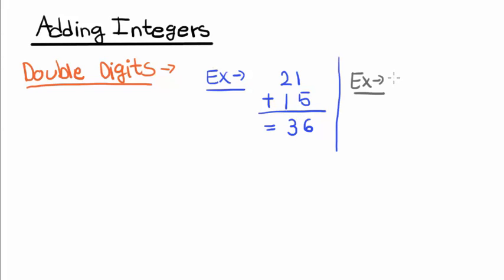Now let's say I have something like 36 and 19 being added together. All of my numbers are right on top of each other. But in this case, if I add 6 and 9 together, I get 15. So if I get 15, do I write down 15 over here? Well, no, that's not how it's done.